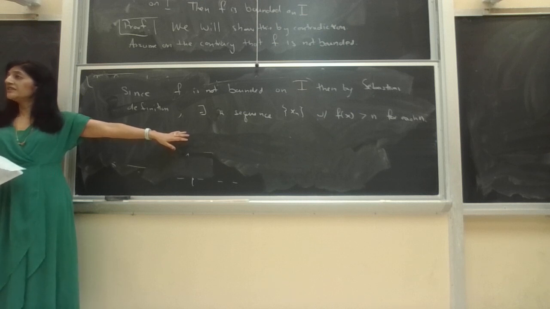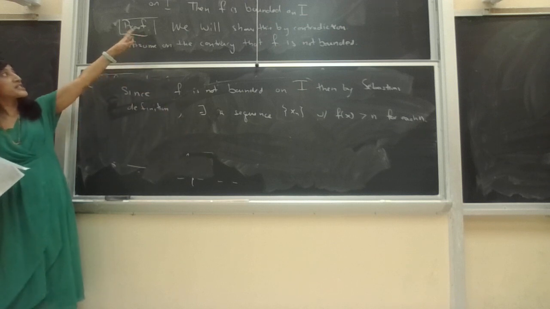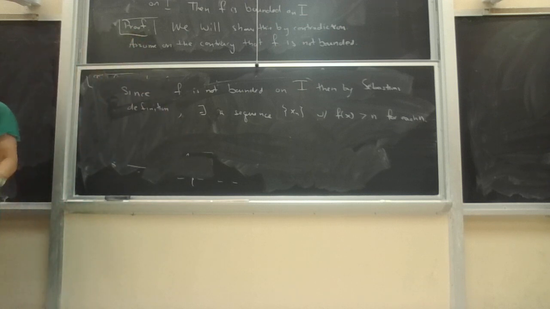Where do they live? Look up here. What's your domain? And they live in I. So what does that mean about your xn's? Are they scattered all over the real line? They're inside this I. So what does that mean about your xn's? They're bounded, which means there's a theorem you can use that takes bounded sequences and tells you something about them.